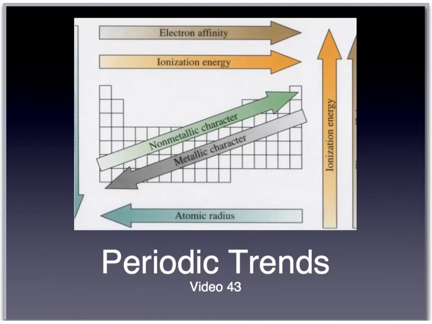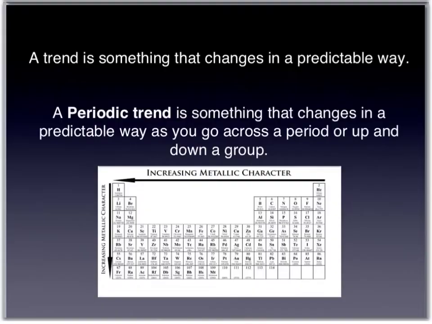Hey everybody, this is probably our next to last video. We're going to be talking about something called periodic trends. So I'm sure you've heard the word trend before, and a trend is something that changes in a predictable way. And if we're talking about a periodic trend, we're talking about something that changes in a predictable way as you go one way or other across a period or up or down a group.